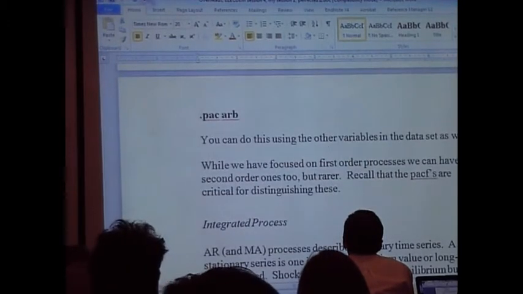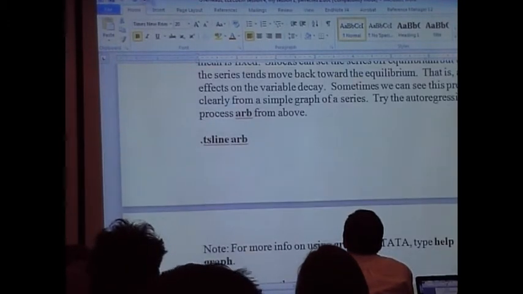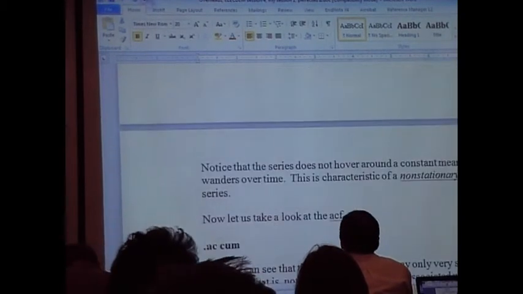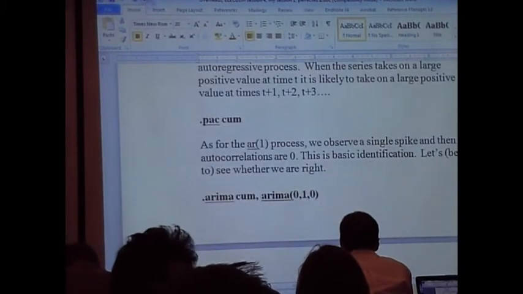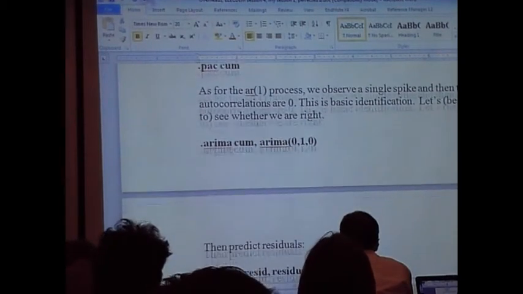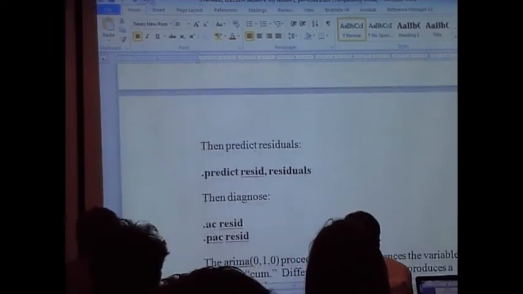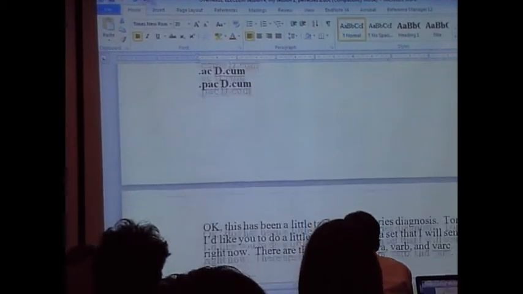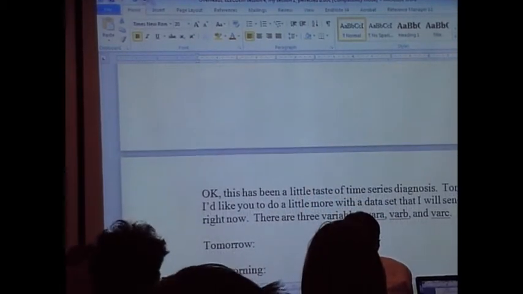So we just did the ARP. Just did integrated processes, right? And we just did autoregressive processes. Everything I've done, thankfully, is already here in notes. Okay. Any questions on this?